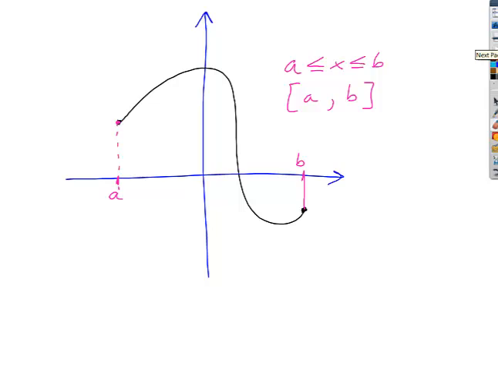When you see it on the graph, you recognize that we have an endpoint here and an endpoint here. And so you say, what's the x-coordinate of this endpoint? Well, here it is, it's at A. And the x-coordinate of this endpoint is at B. And so we can say that x is in between A and B. Or we can write it in interval notation right there.